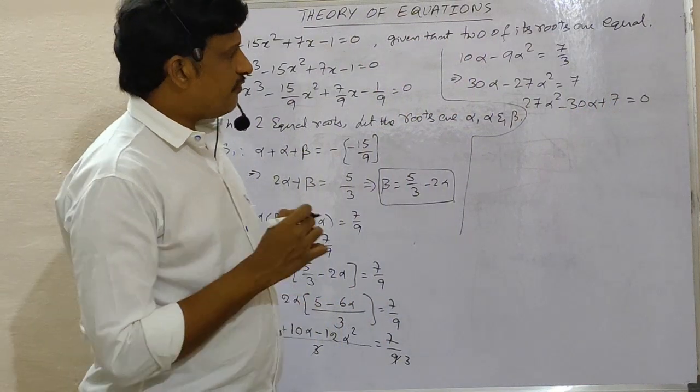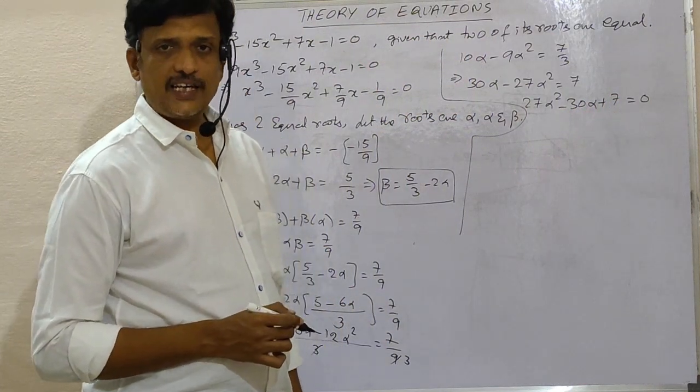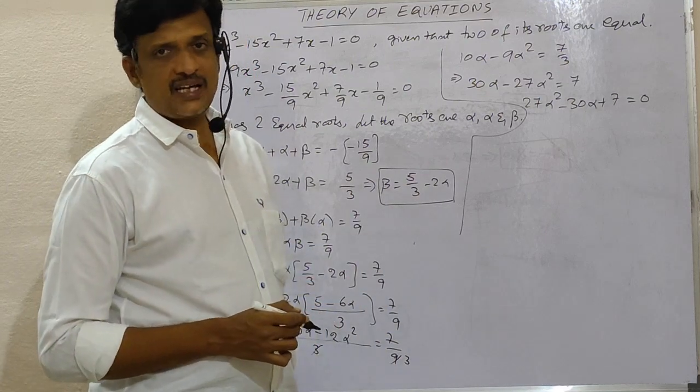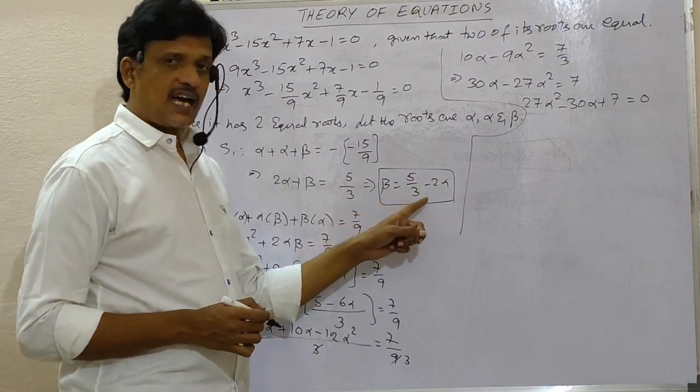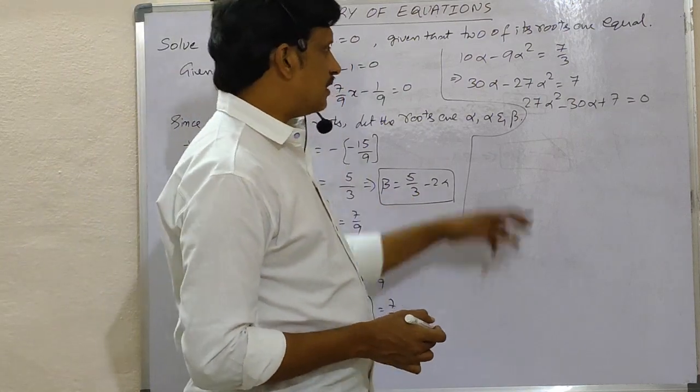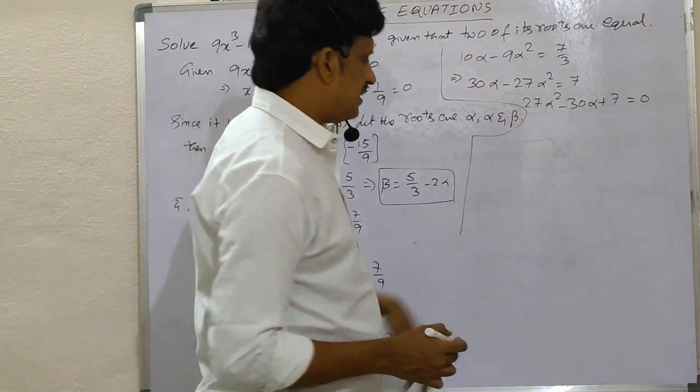Now we need to factorize this to get this alpha value. If we get alpha, it means we got 2 roots. Alpha, beta are the roots. By substituting that alpha value here you can find beta. Now what about the factorization here? 27 into 7 is the given one.